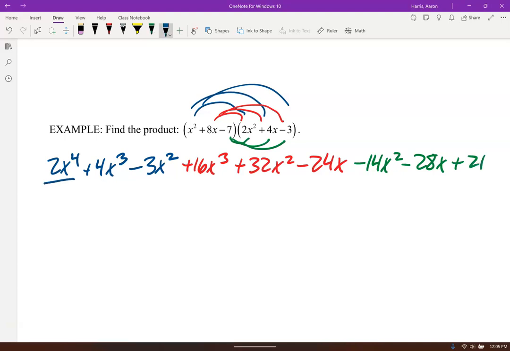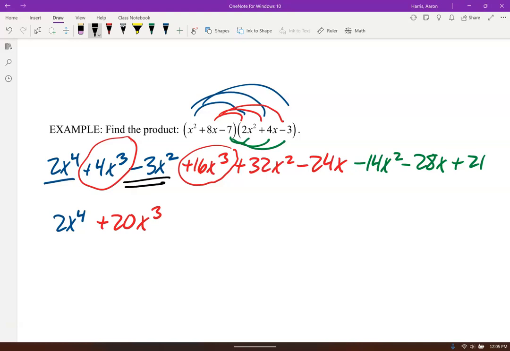Let's combine like terms. 2x to the fourth, that's a loner. Let's see, 4x cubed, 16x cubed. So it looks like I got 20x cubed. I think that's my only x cubed. Now let's go with the x squared. Negative 3x squared plus 32 minus 14. I think that's my only ones. Negative 3 plus 32 minus 14 gives us 15 of those x squareds. Right, because negative 3 plus 32 is 29, 29 minus 14, yeah, 15.